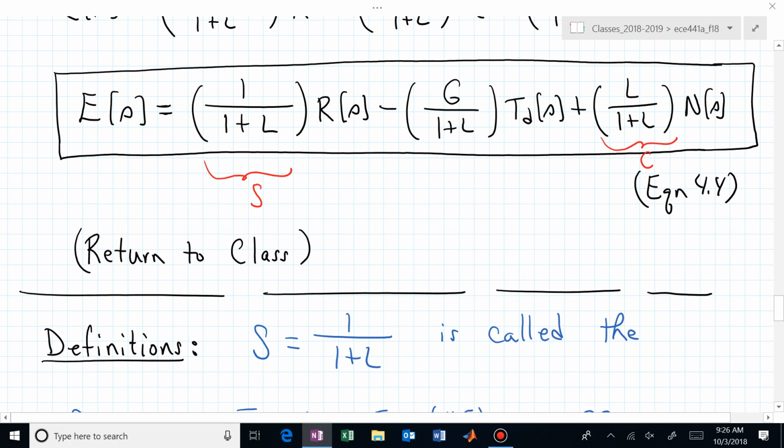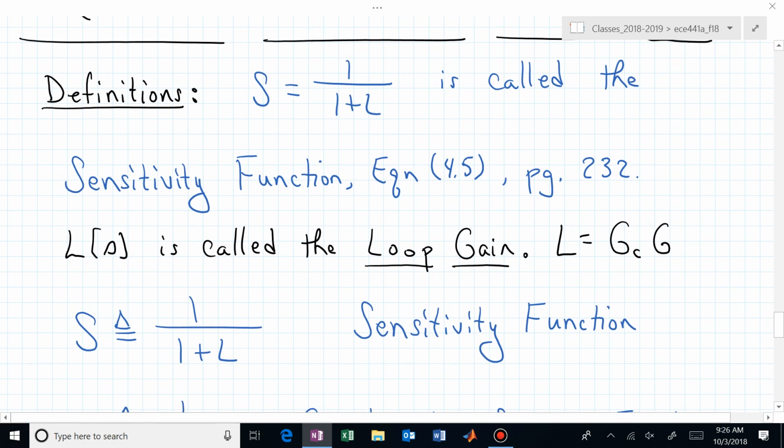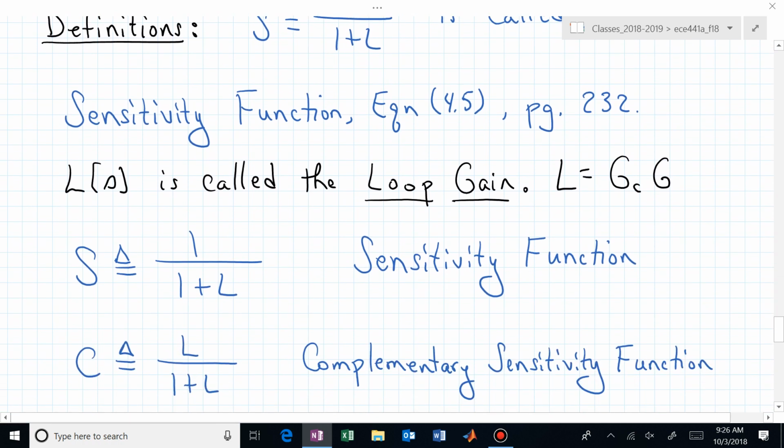Oh, where was I? Oh, that was our stop sign. No, S is the sensitivity function, isn't it? What's C? Complementary sensitivity function. And that's what I'm telling you here. You can find that in the text. S is 1 over 1 plus L. L is the loop gain. If we assume H is 1, the loop gain is just the product of the controller and the plant, G sub C and G. There's our sensitivity function.